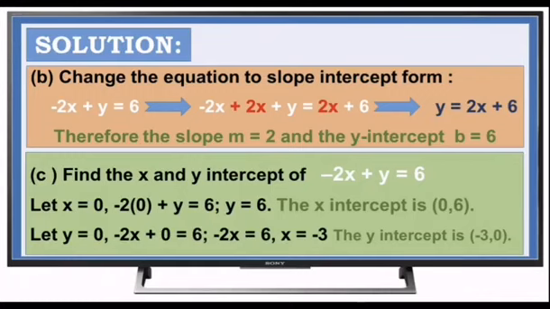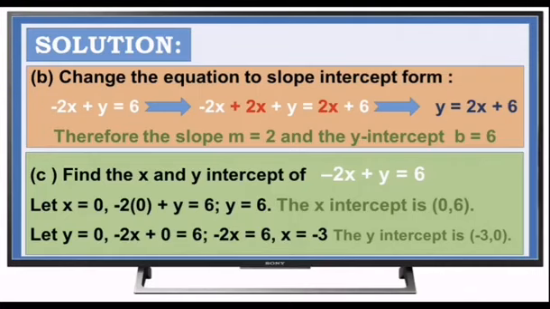So we have negative 2x plus 2x plus y equals 2x plus 6. Cancel negative 2x and positive 2x. We get y equals 2x plus 6. It is now written in slope-intercept form where the slope m is 2 and the y-intercept b is 6. Third question. Find the x and y-intercept of negative 2x plus y equals 6.